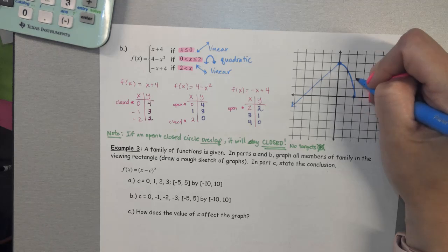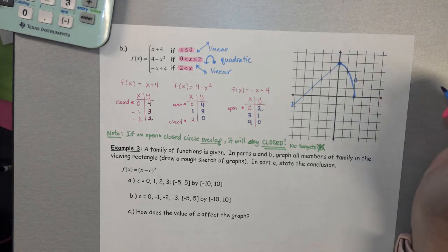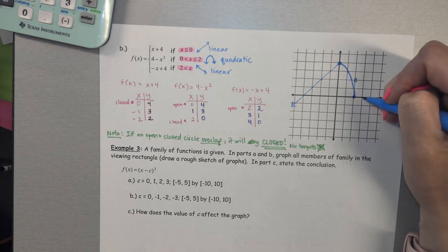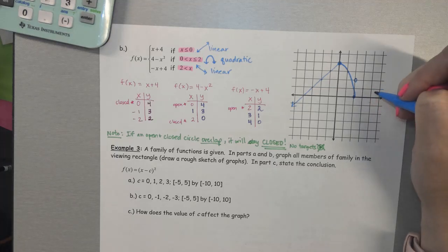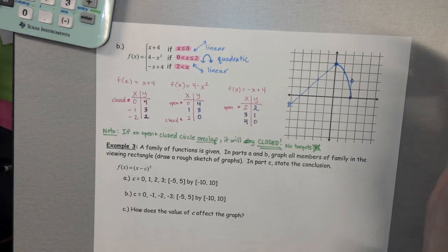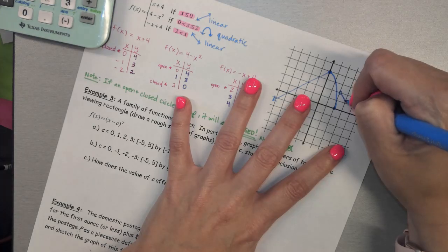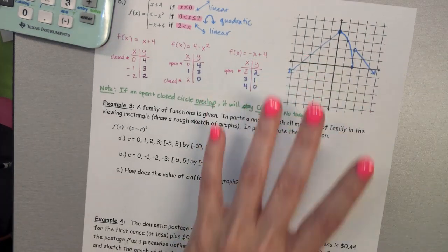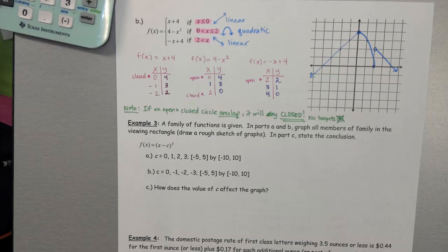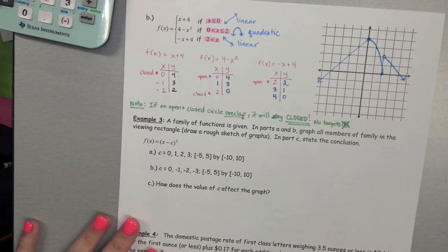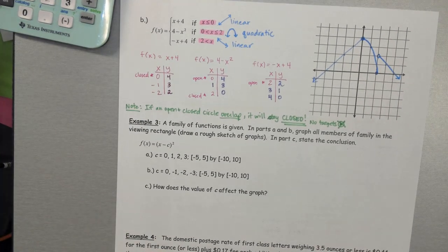And then at 2, 2, I have an open circle. And then 3, 1, 4, 0. So again, we are only making that key value noticeable. The rest are just little points on your graph.